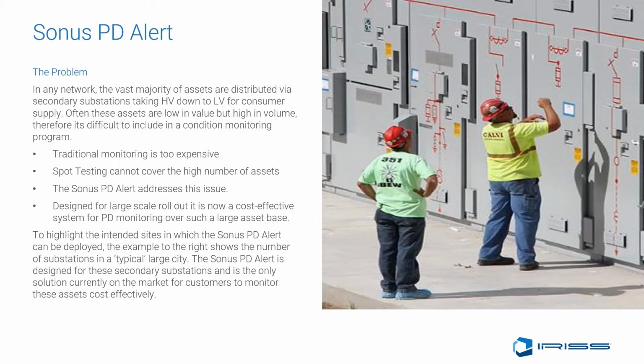The Sonos PD Alert addresses these issues. It's designed for a large-scale rollout, and it is now a cost-effective system for PD monitoring over such a large asset base. To highlight the intended sites in which the Sonos PD Alert can be deployed, the example to the right shows a number of substation assets in a typical large city. The Sonos PD Alert is designed for these secondary substations and is the only solution currently on the market for customers to monitor these assets cost-effectively.